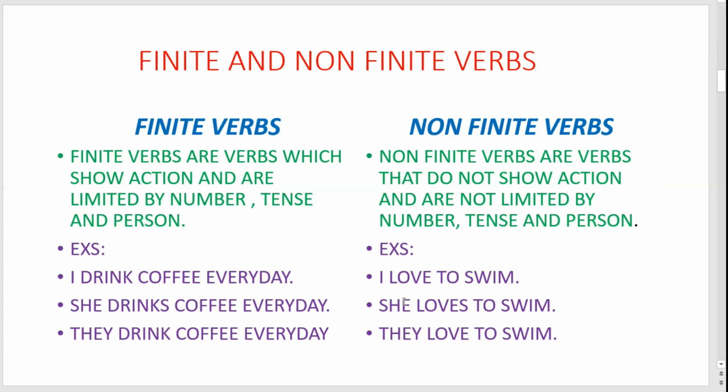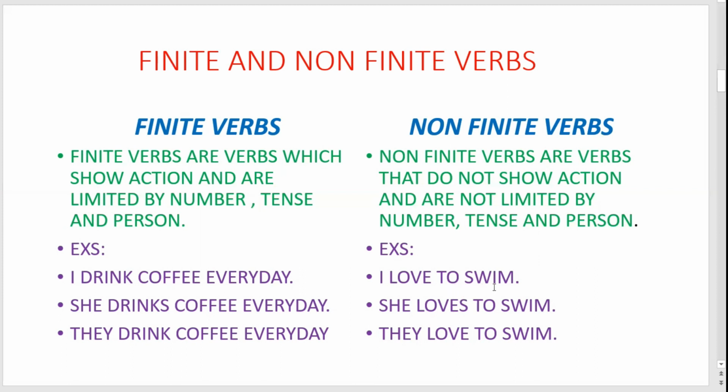I love to swim. She loves to swim. They love to swim. You can observe in these sentences there are two kinds of verbs. One is the main verb and the other one is the second verb. Love is the first verb, the main verb here. You can see that the verb love has changed to loves and again to love. So these verbs which change with the change in the subject are called finite verbs.